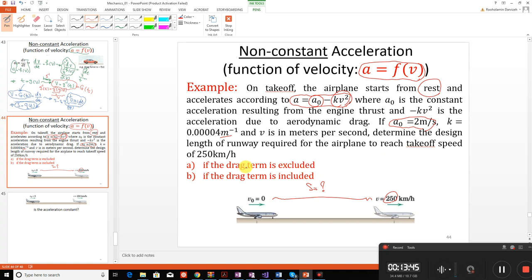Using two assumptions. First assumption is the drag term is excluded. Drag term is this one. It means you don't have the drag term. For this case, your acceleration is equal to a naught, which is 2 meters per second squared. This is a typing mistake. Then for this case we have constant acceleration because there is no drag term. A equals a naught equals 2 meters per second squared.